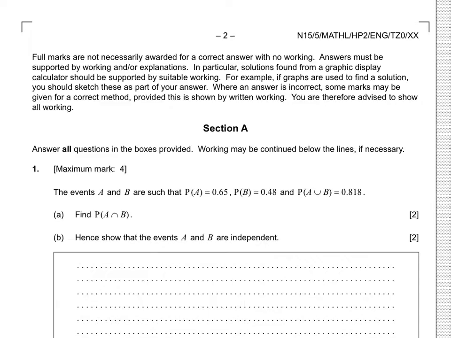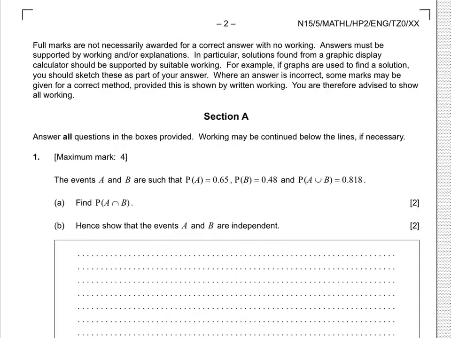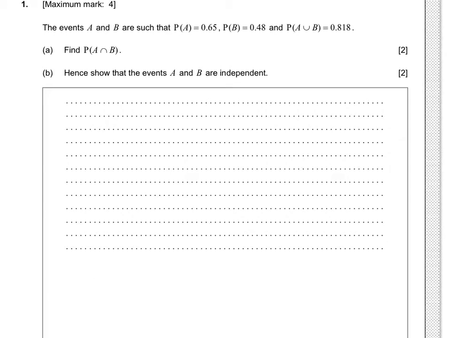Okay, this is November 2015, paper 2, question 1. And it's a question on probability. The events A and B are such that the probability of A and B are the numbers given, and A union B is 0.18, and the probability of A intersect B. So we need to use the relationship, or in fact I'm just going to go through how the relationship works.